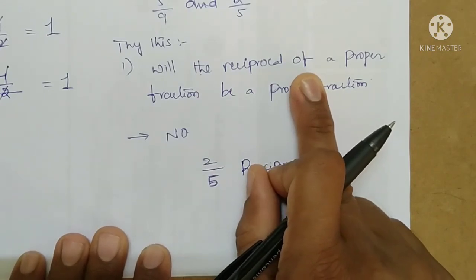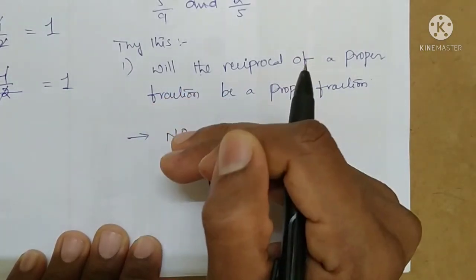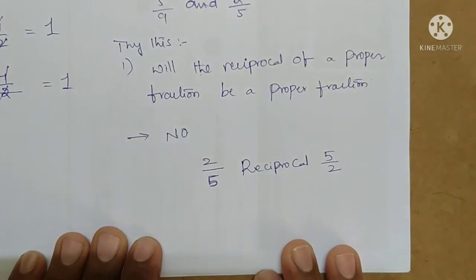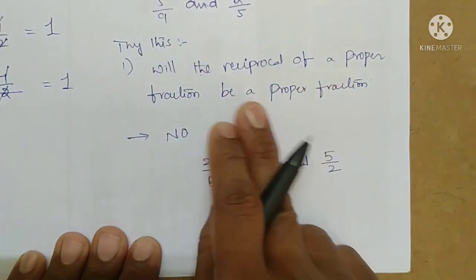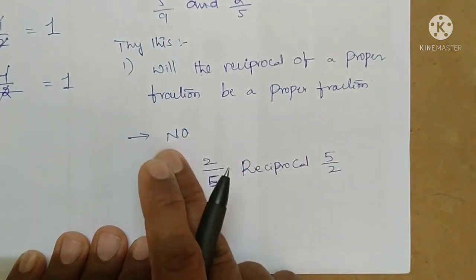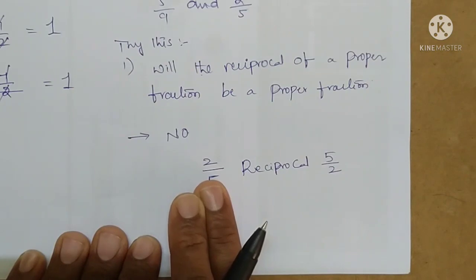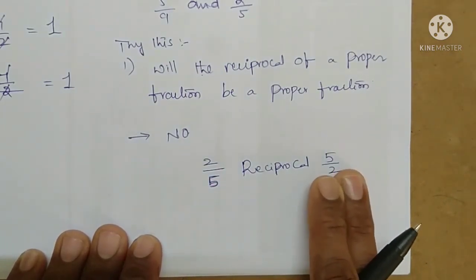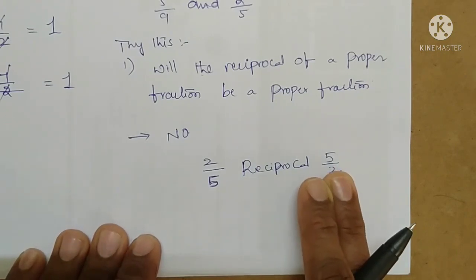Next one: will the reciprocal of an improper fraction be an improper fraction? This is your second try-this question, your homework. For the first statement, will the reciprocal of a proper fraction be a proper fraction? The result is no. Why? Because the reciprocal form of a proper fraction is always an improper fraction. Did you get my point? Yes.